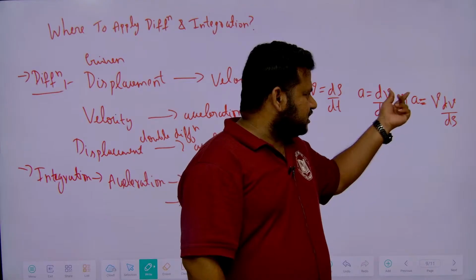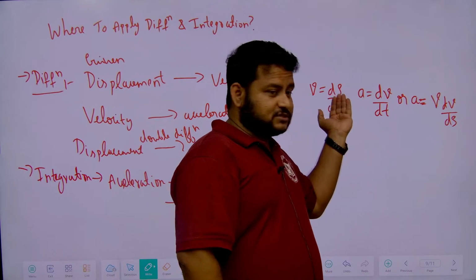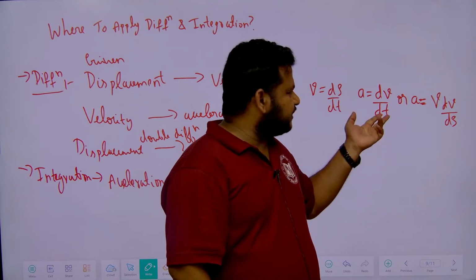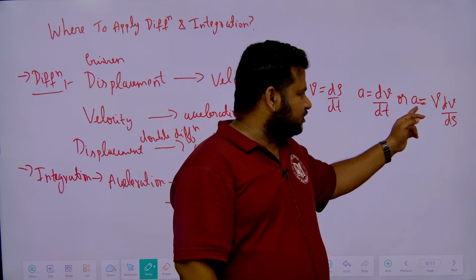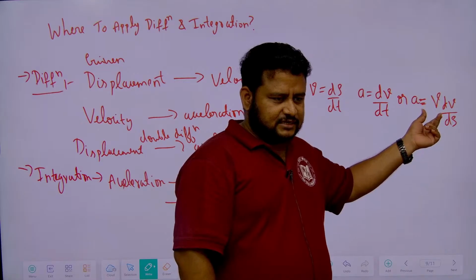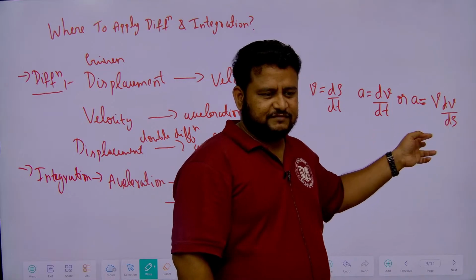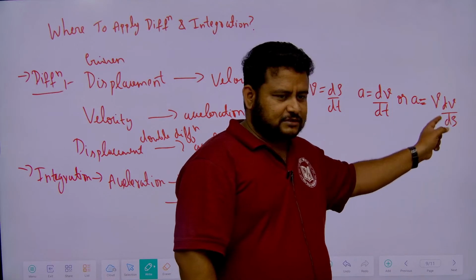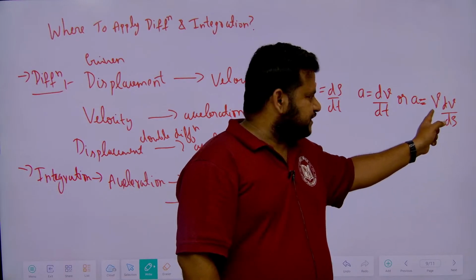Or acceleration can also be written as, if suppose displacement is given, you want to find acceleration, that time you will write it as what? A is equal to velocity into dv by ds. You will take the actual velocity into dv by ds. V you will differentiate with respect to s. So v into dv by dx.